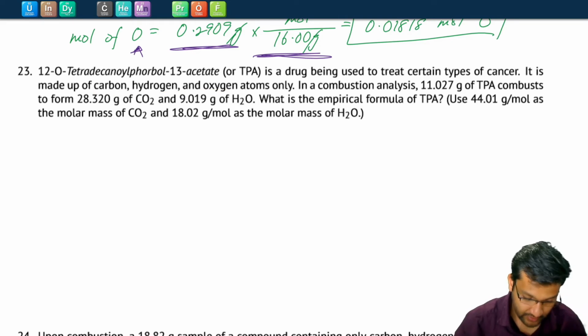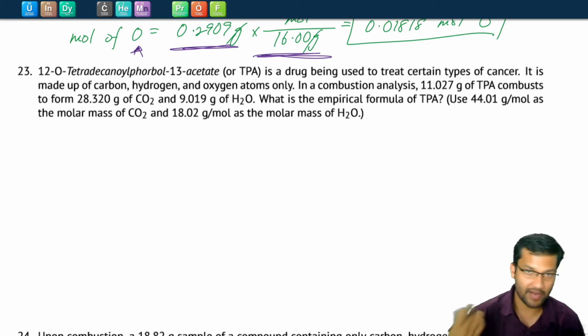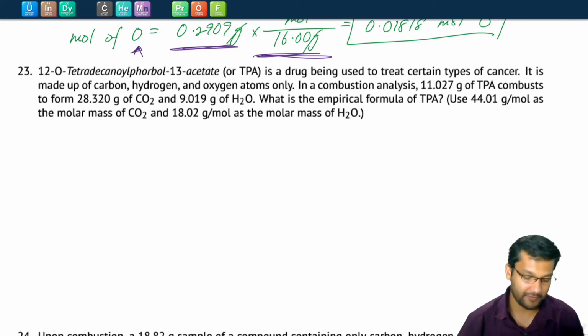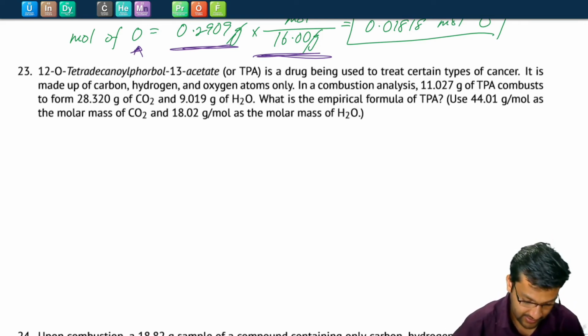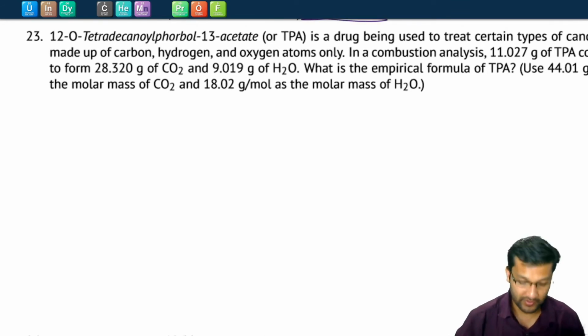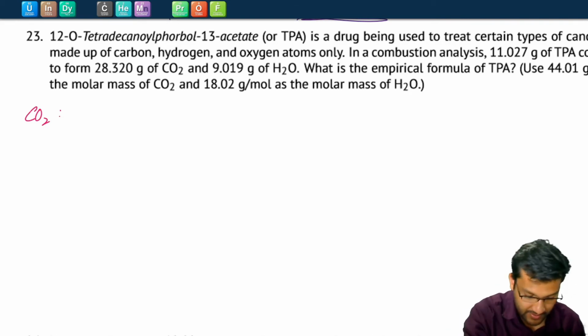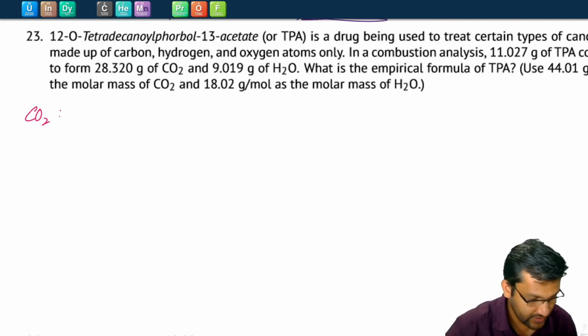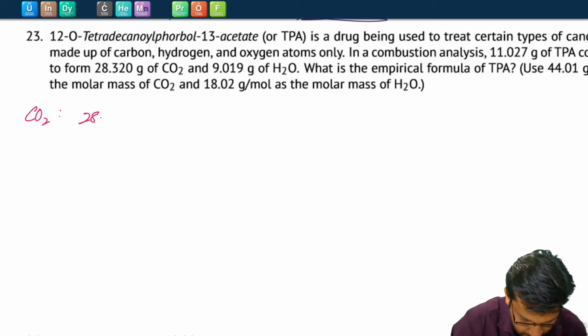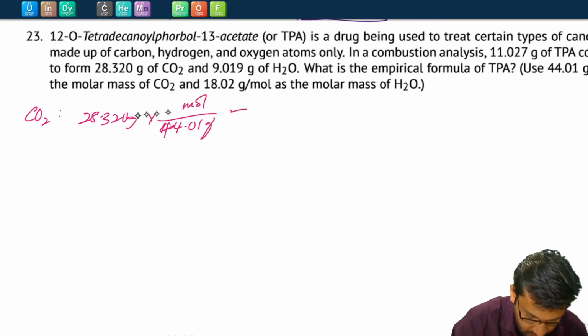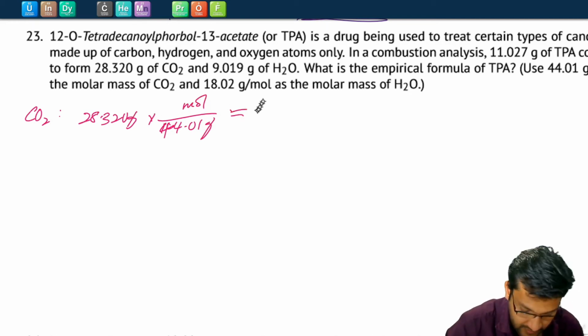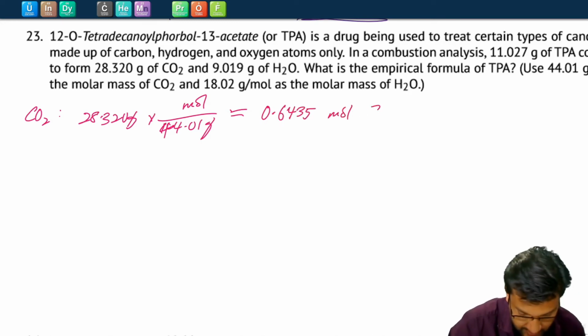Okay, similar situation. We have carbon, hydrogen, and oxygen, which means we'll form carbon dioxide, water, and other stuff when we perform a combustion analysis. We can use carbon dioxide to figure out moles of carbon, so let's start with carbon dioxide. For carbon dioxide, we have 28.320 grams divided by the molar mass of carbon dioxide, which is 44.01 grams per mole, which gives us 0.6435 moles of carbon dioxide, which is the same as moles of carbon.